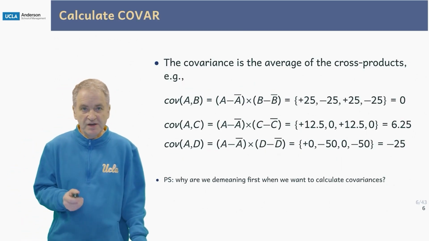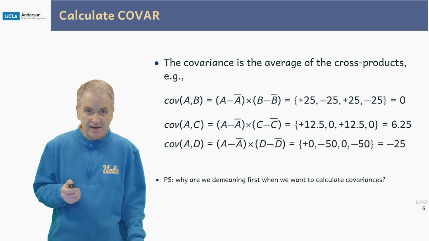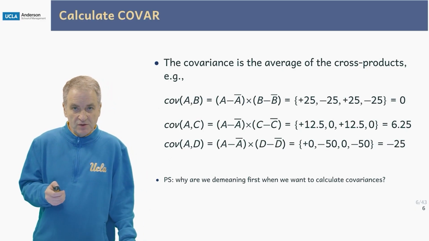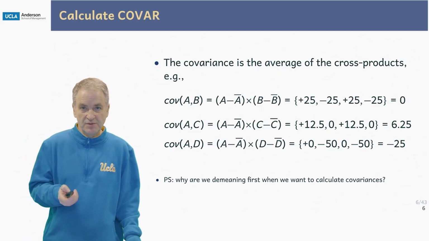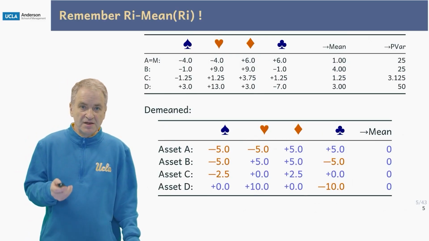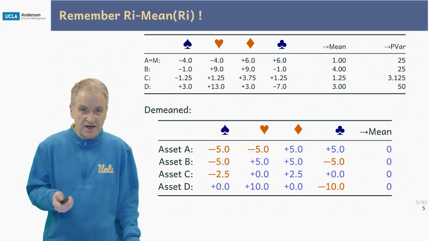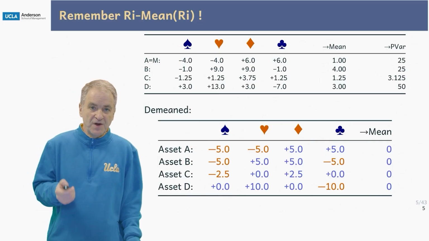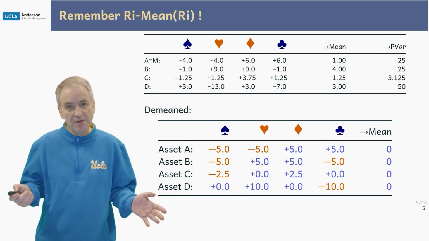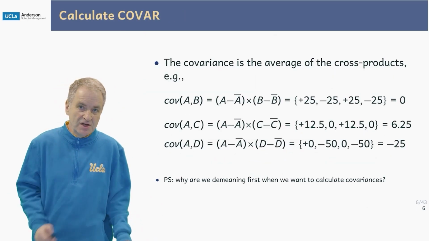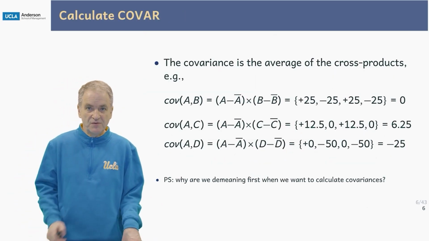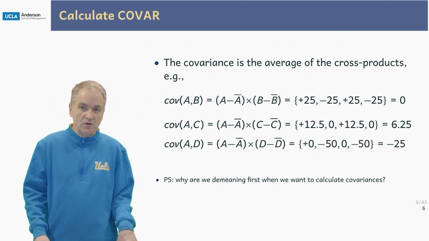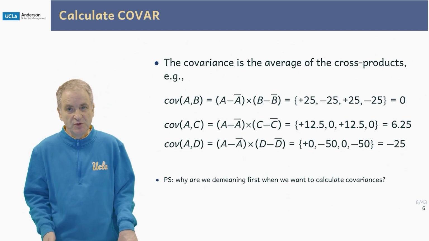So for the covariance between A and C, I have to work with the difference in the A's from their own mean and the difference in the C's from their own mean. I go back to it. The difference in the A's was minus 5. The difference in the C was 2.5. Multiply 5 by 2.5. The minus cancels, and you get 12.5. We've got 4 of these numbers. I have to divide by 4. That gives me the covariance. That turns out to be 6.25.